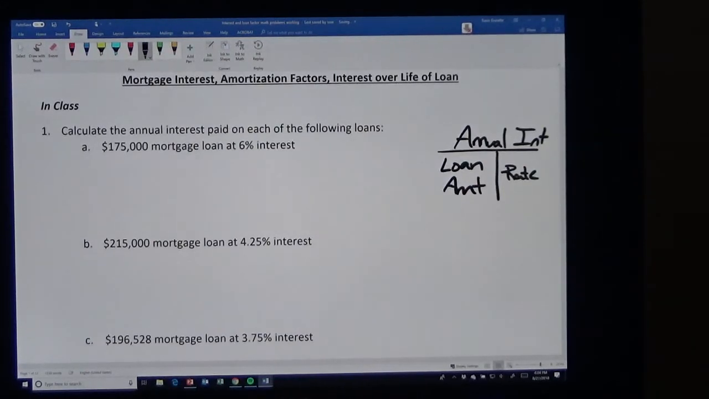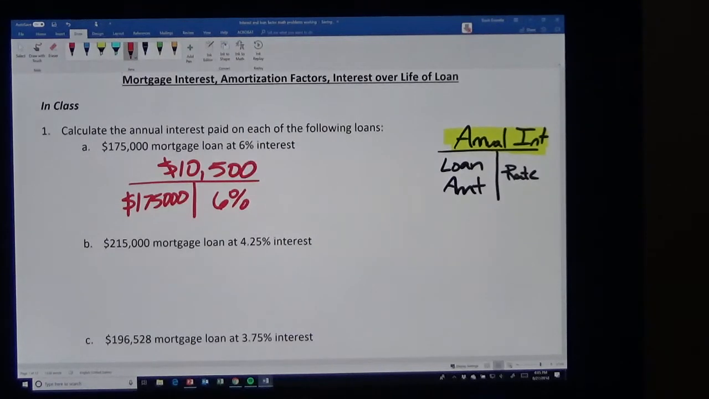So in this question, they want to know what's the annual interest. They want to know this number up at the top, which means we're going to multiply the loan amount times the rate. So in question number 1 right here, we've got $175,000 loan amount times a 6% interest rate. And that gives us annual interest of $10,500.